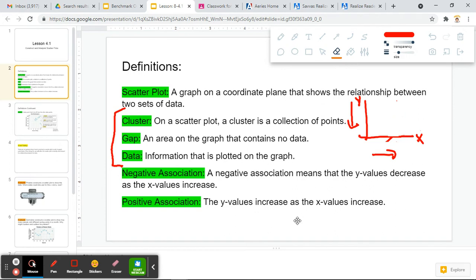Next is a positive association, and a positive association is just the opposite. The y values increase as the x values increase. So it could look something like this here, where our values are just constantly going up for both the x and y axis. The y axis is now increasing as opposed to decreasing.